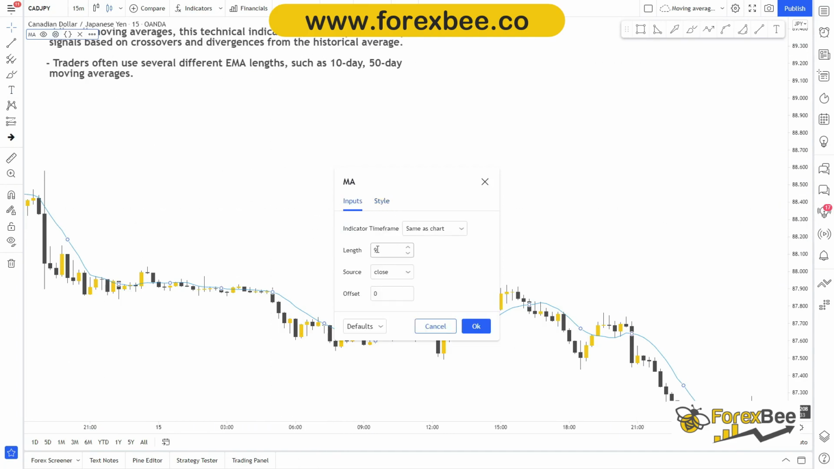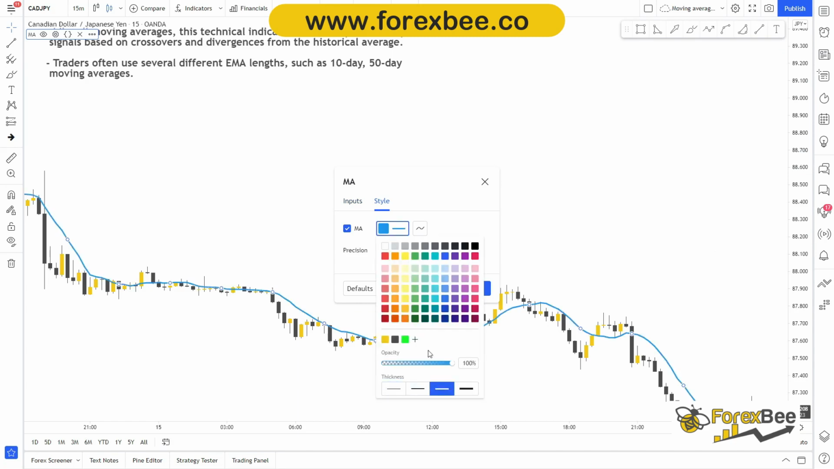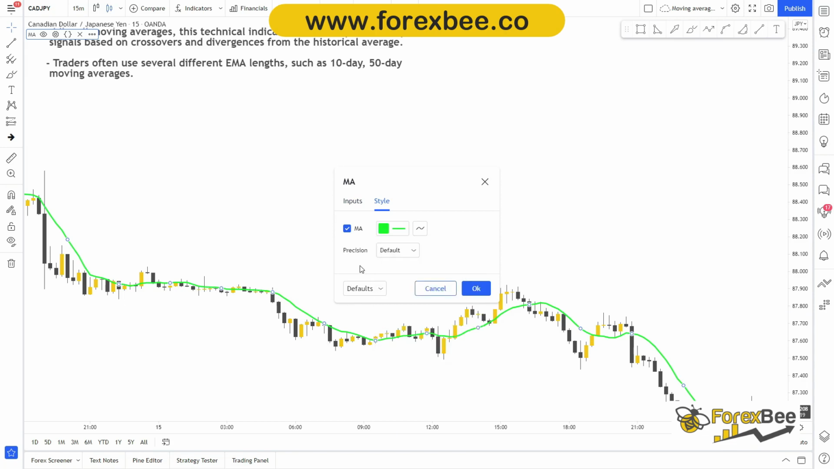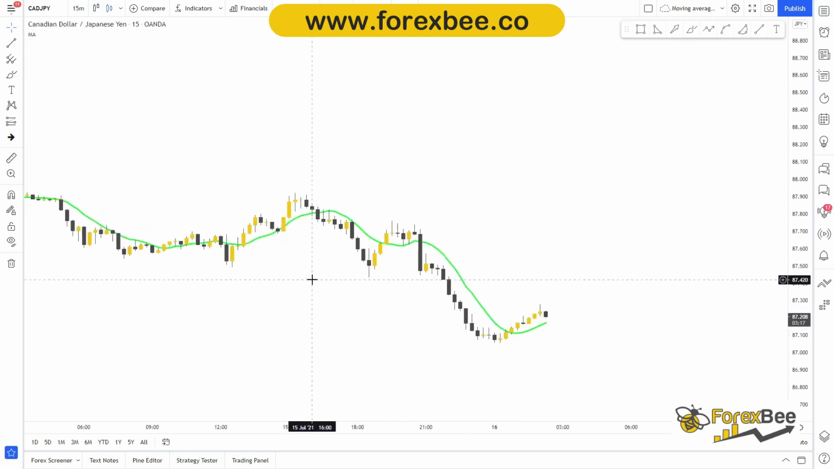So from here we can change the length of intervals we want to investigate. I'm going to put the 9, and I'm going to change this thickness and also the color to green. So now you can see that this line basically indicates the 9 most recent candles average and gives a data point for the next one.